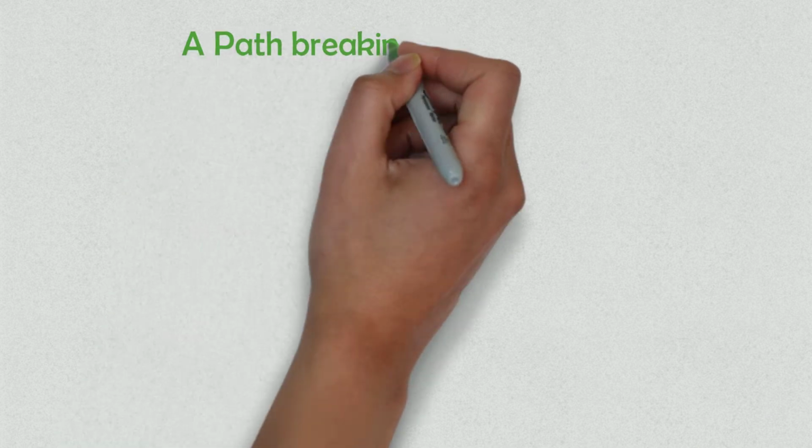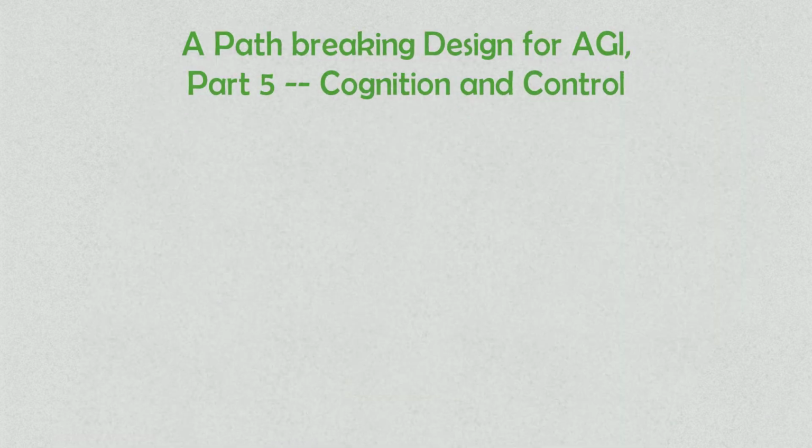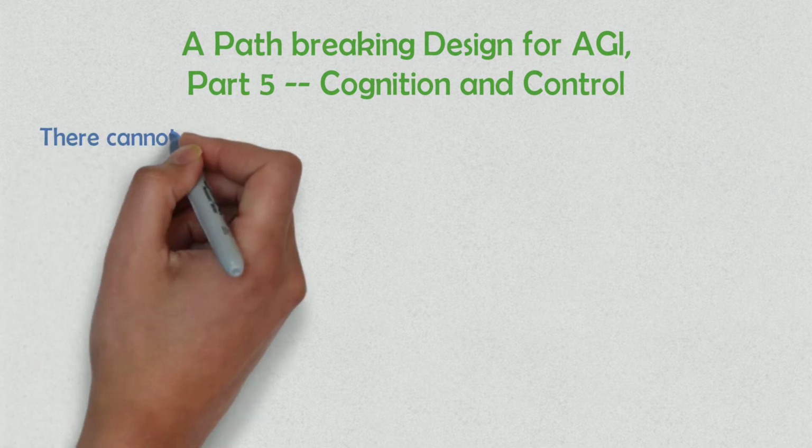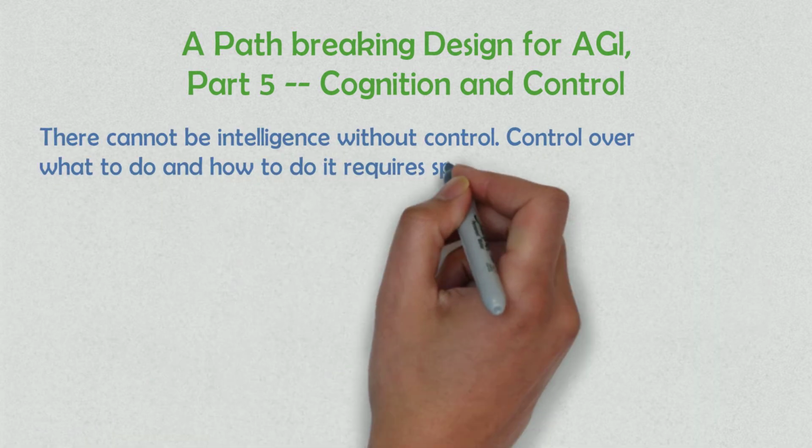A path-breaking design for AGI, Part 5, Cognition and Control. There cannot be intelligence without control. Control over what to do and how to do it requires special mechanisms.